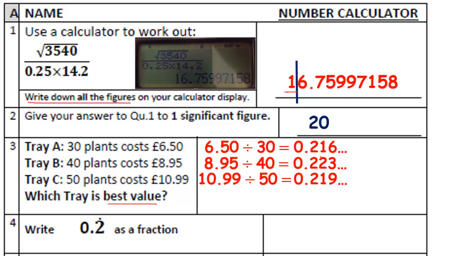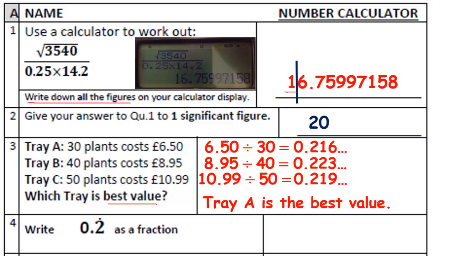Think about that as 216, 223, 219. So 216 is the smallest, that's the best value, so tray A is the best value. Make sure you're really okay with that. It's very likely you'll get something of this type in the exam.